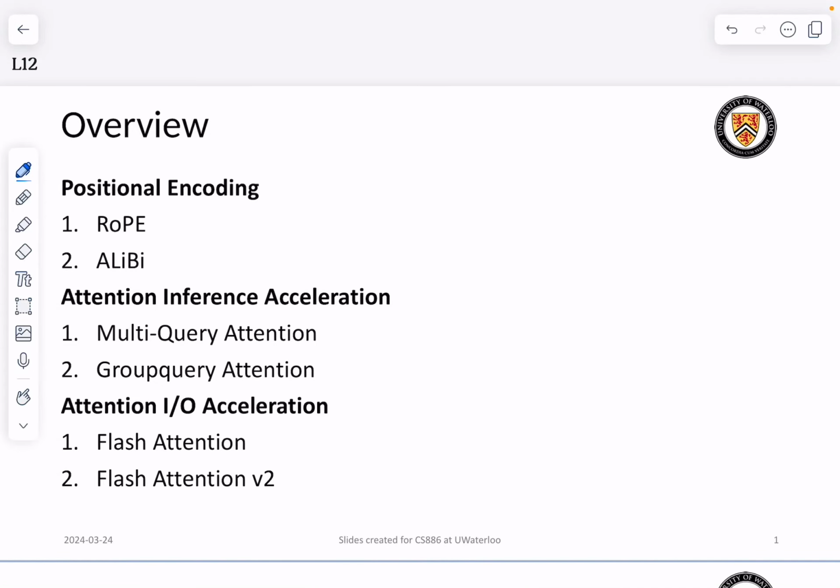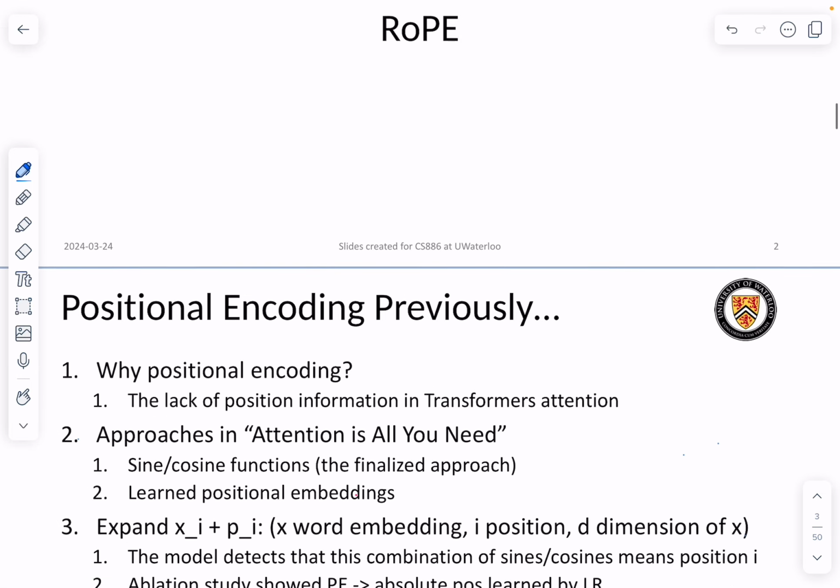Okay, cool. So in my part of the lecture, I'll cover three topics. I'll be first going over positional encoding, which basically discusses how we can incorporate positional information into our word embeddings. And then I'll be going over attention inference acceleration, which are methods that combine attention matrices to accelerate attention at inference. And third, IO-aware attention acceleration methods. So let's get started with positional encoding.